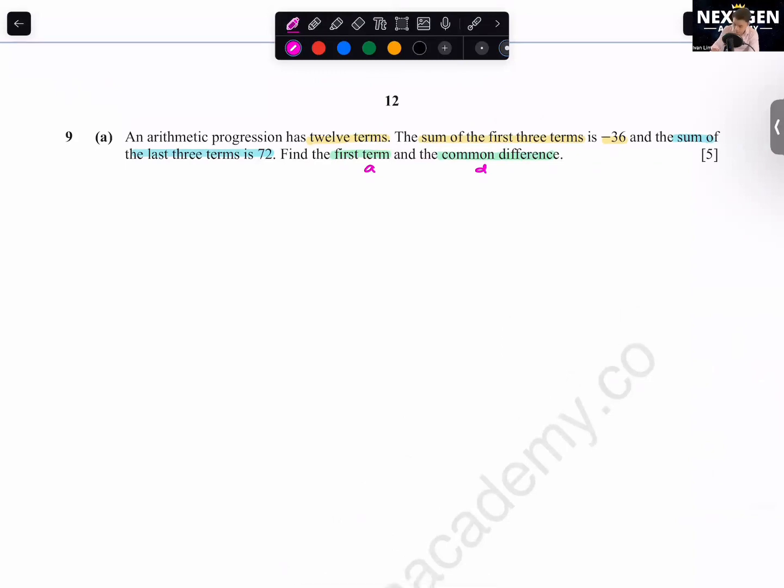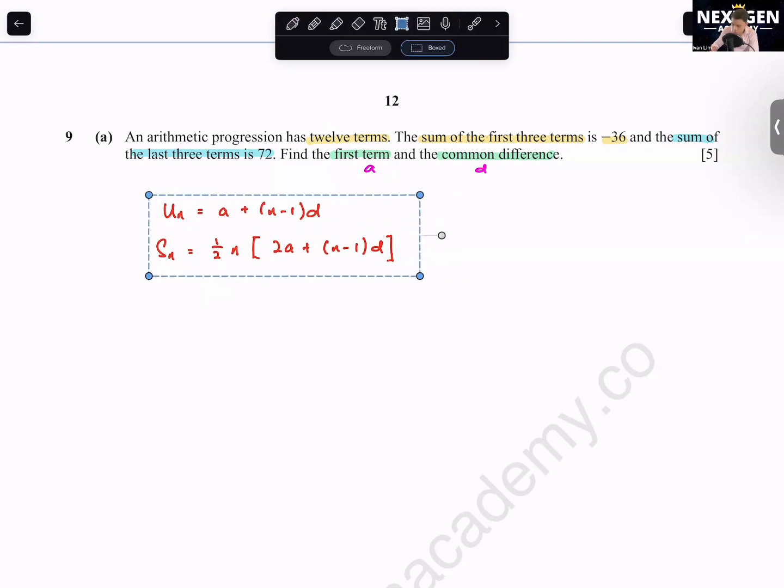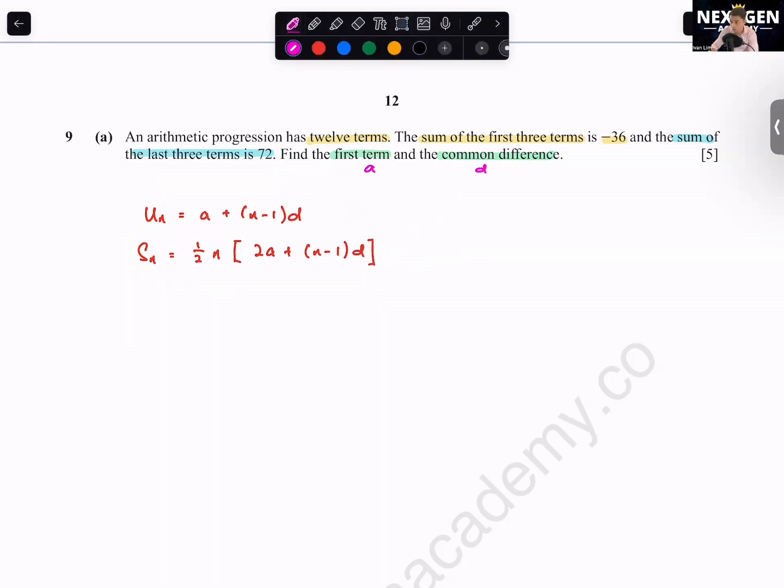So I'll write both here. The nth term is a plus n minus 1 d. Sum of n terms is 1 over 2 n, bracket 2a plus n minus 1 d. There's actually one more. Do you all know when you are going to use that one? You see the Sn with 1 over 2 n, bracket a plus l. When they give the last term, correct? So take note, there are actually 3 formulas for arithmetic series.